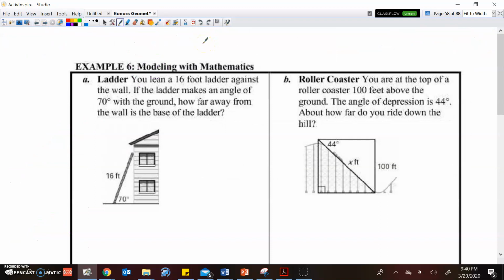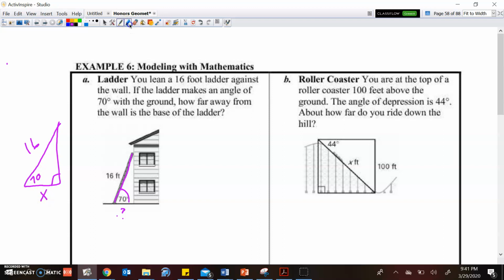So in example 6, letter A, it says you lean a 16-foot ladder against the wall. Now, if the ladder makes an angle of 70 degrees with the ground, how far away from the wall is the base of the ladder? So here's my ladder. It makes a 70-degree angle. How far away from the wall is the base of the ladder? That's what they want us to figure out, how far away it is.